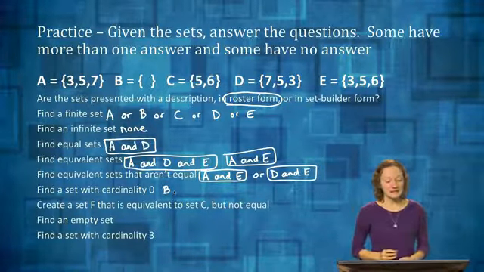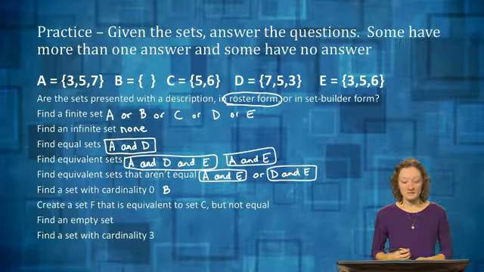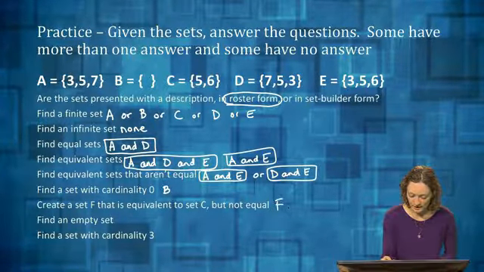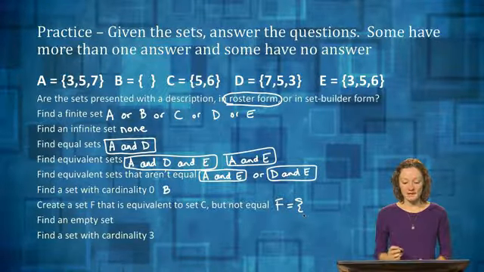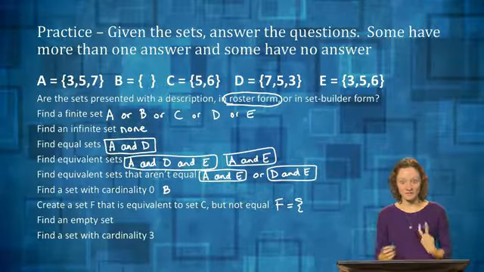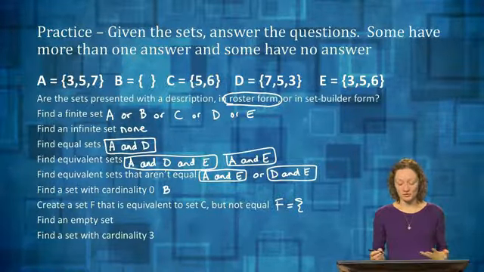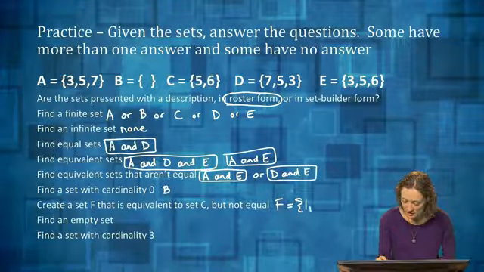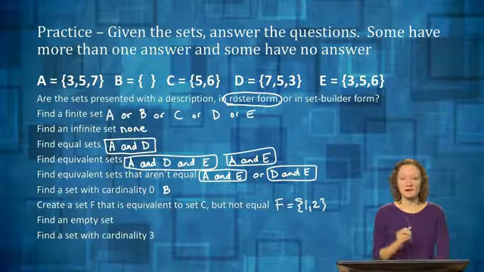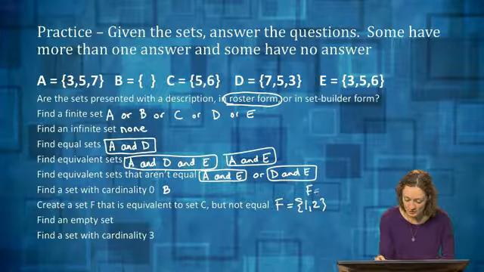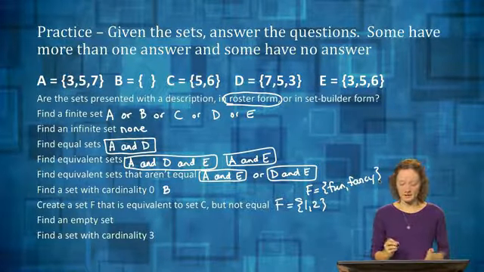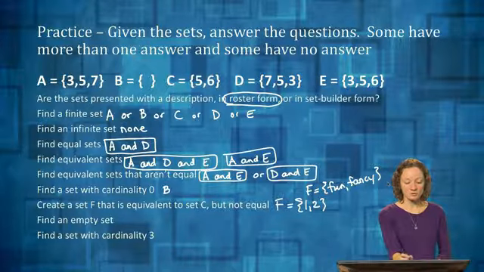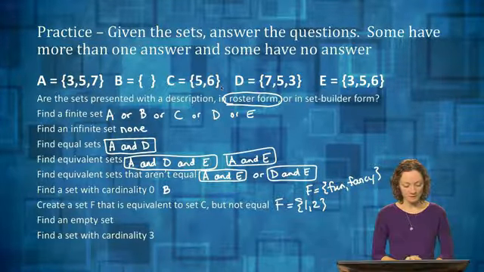The next one, create a set F that is equivalent to set C, but not equal. So we're creating a set F. You could have chosen whatever form. I'm going to go with roster form. Equivalent to set C means it has the same number of elements, so 2 elements, but not equal. So those 2 elements could be anything. You could just say the numbers 1 and 2. You could have said 5 and 7. It doesn't even have to be numbers. You could pick words. You could say fun and fancy. Whatever works. It doesn't matter. There are 2 elements there, 2 elements there. They're equivalent but not equal.